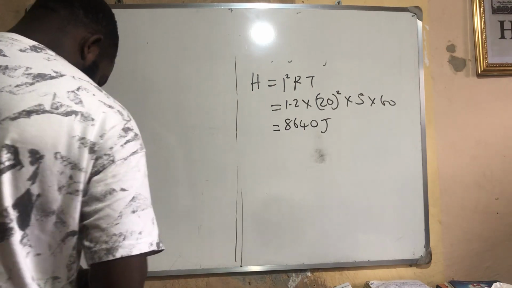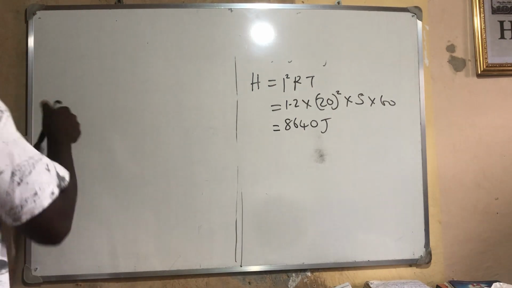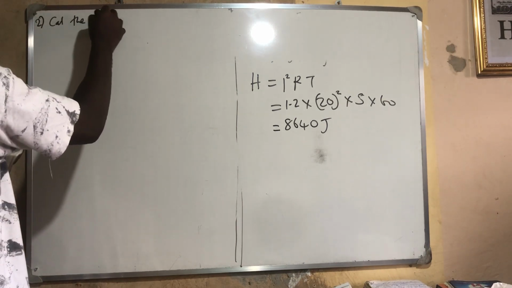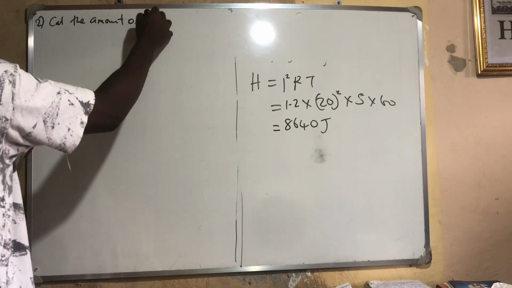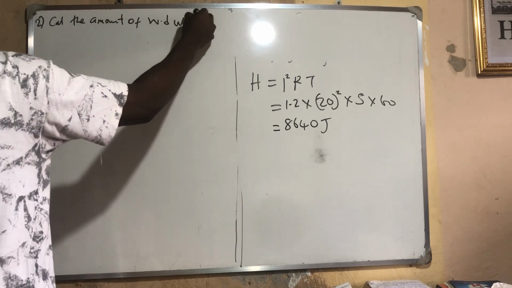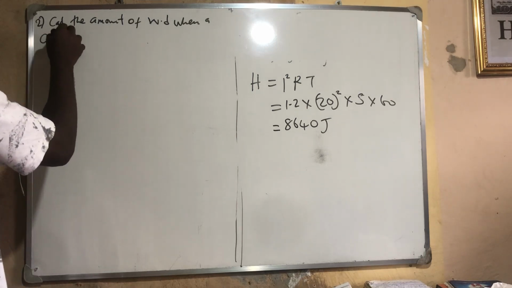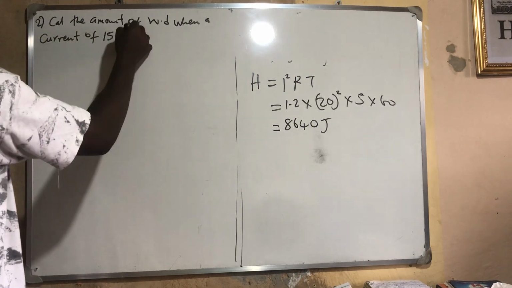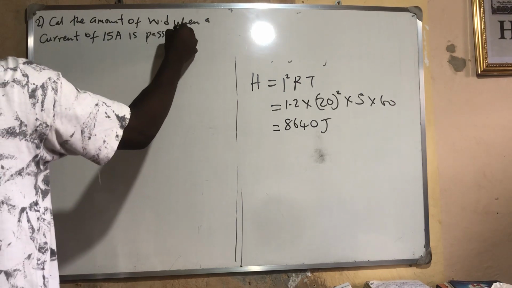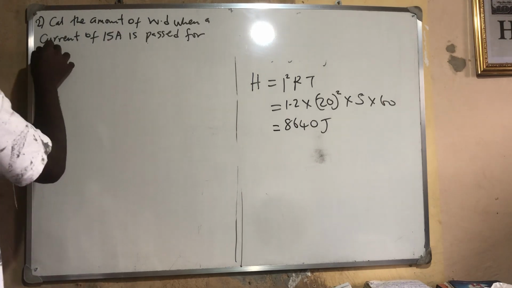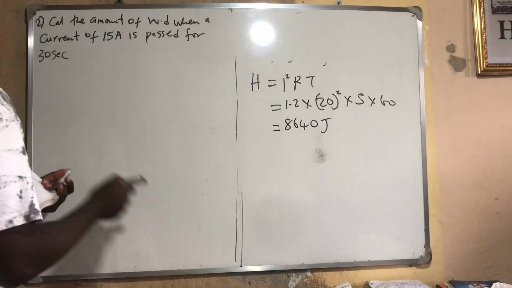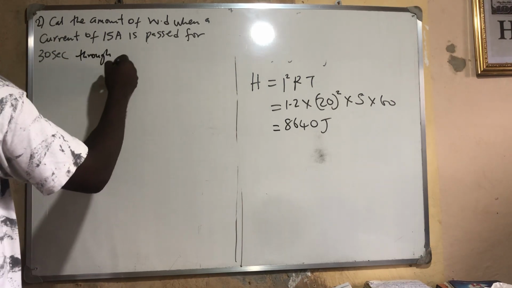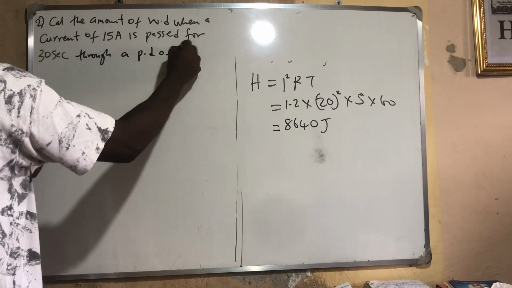Mine spoiled. All right. So the next question, question number 2, said calculate the amount of work done when a current of 15 ampere is passed for 30 seconds through a potential difference of 2 volts.